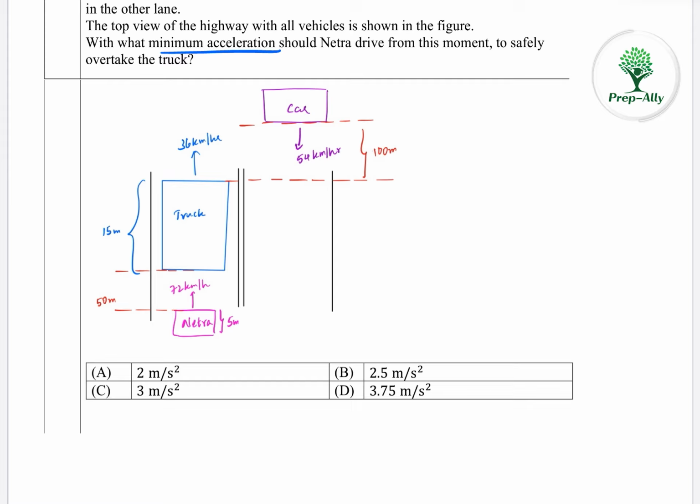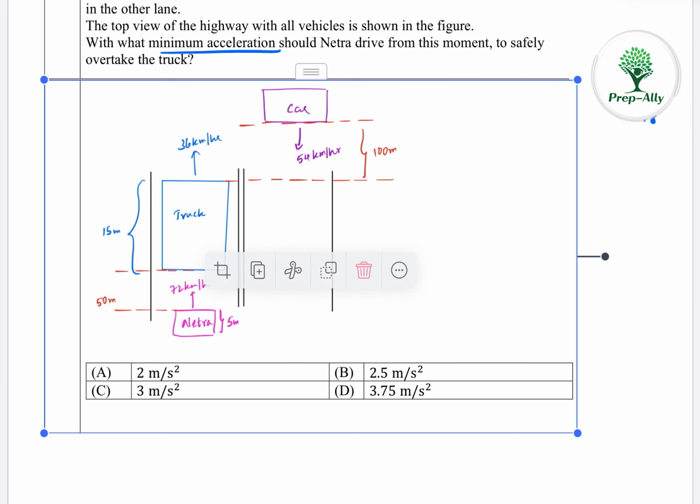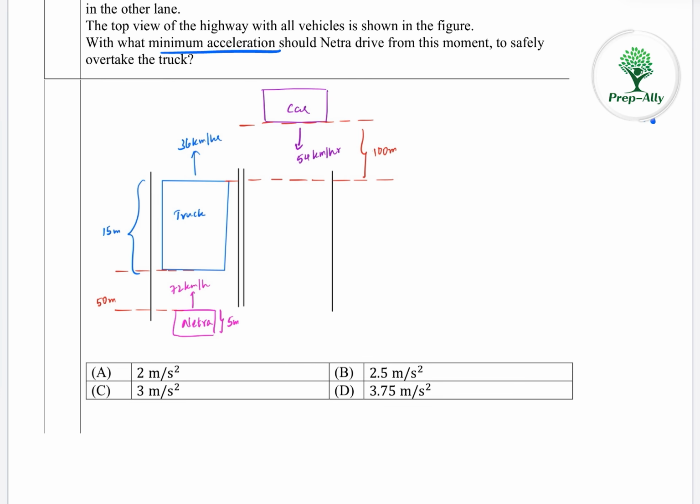So we have been given the velocities of the truck, of Netra and the car coming in the opposite direction. And if you observe the units, it is kilometer per hour. So let us convert it into meter per second. And to convert, we multiply with 5 by 18. So here we are going to get 36 into 5 by 18. That is 10 meter per second.